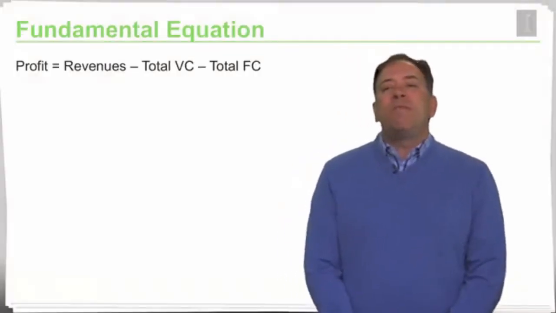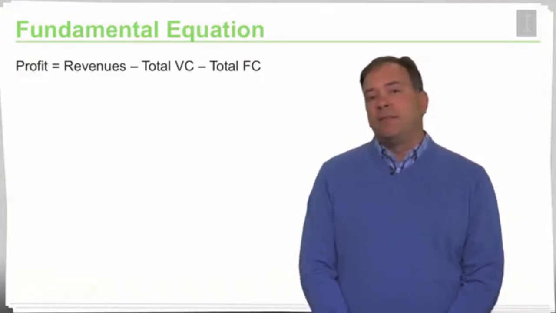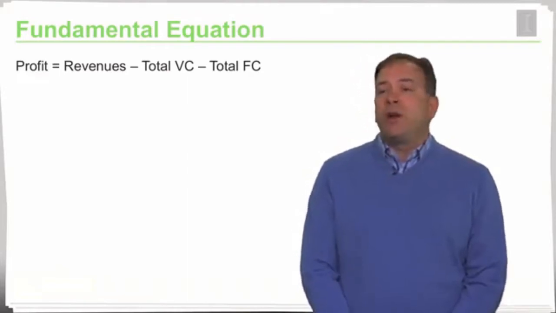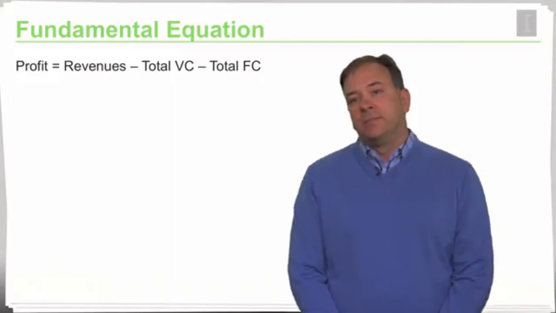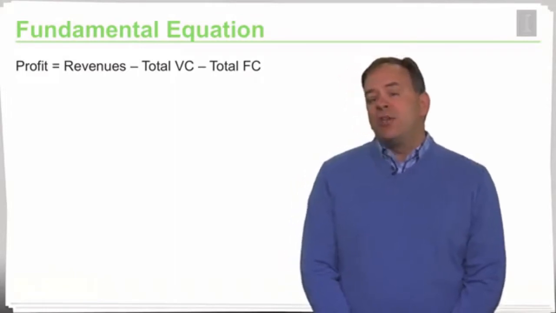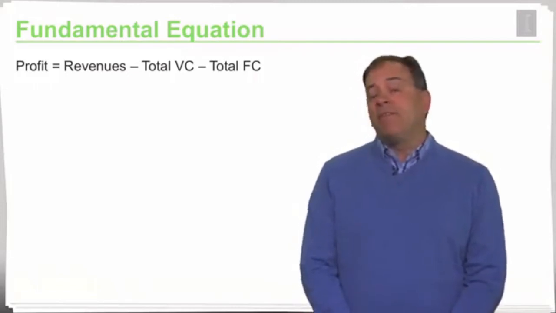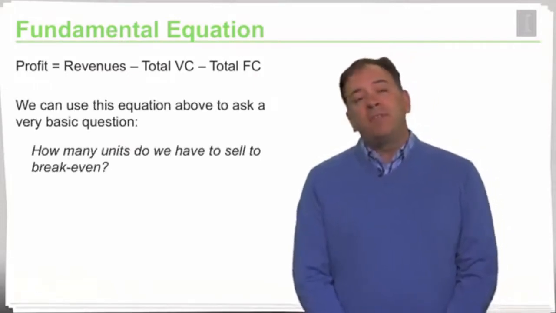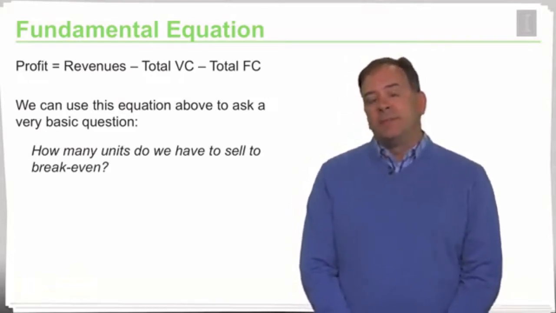We're going to begin with the fundamental equation that we introduced as the managerial perspective. We're going to have profit be a function of revenues, subtracting our total variable costs and our total fixed costs. We're going to use algebra to reorganize these terms to help us ask a very fundamental question, and that is, how many units do we have to sell to break even, to start to make profits?